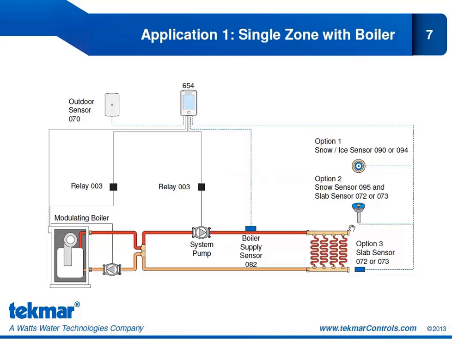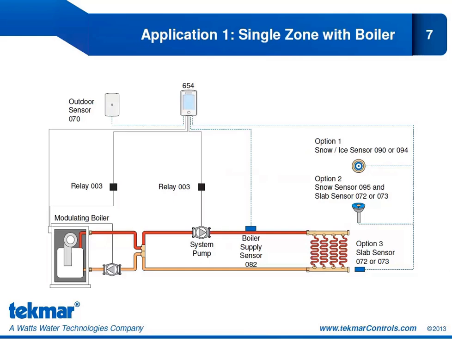Now we combine those two as option 2 because we want to make sure that we have slab temperature control. Remember, if we're only using the 095, we will have the automatic start and time stop. However, we have no way of sensing the temperature of the slab. So we combine that with the slab sensor so that we do get that slab temperature control as well. Option 3 is to go strictly with the slab sensor 072 or 073, and in that case you would have to operate the 654 manually.